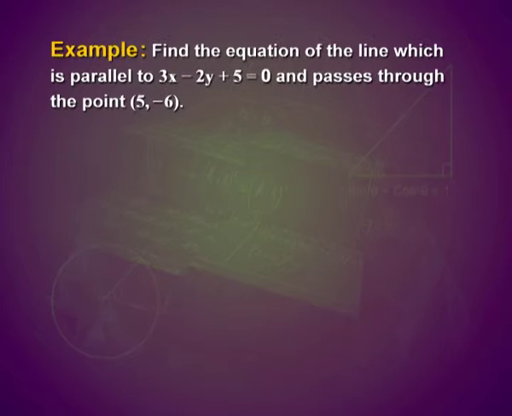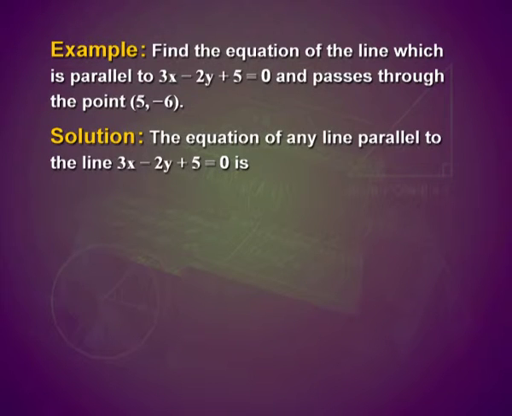Let us look into another example here. Find the equation of the line which is parallel to 3x minus 2y plus 5 is equal to 0 and passes through the point 5 comma minus 6. Let us see the solution.